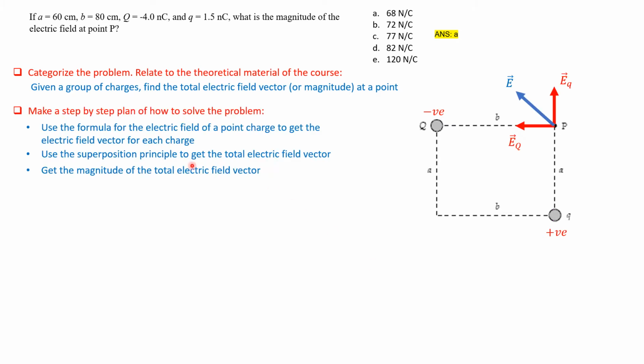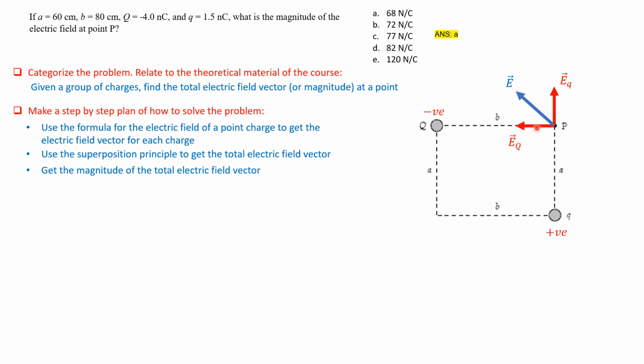Then make a step-by-step plan how to solve the problem. So for instance, the first thing you will do is what? You'll use the formula for the electric field of a point charge to get the electric field due to each charge. So this is the electric field due to the big Q charge. This is the electric field due to the small q charge. And this will represent then the total electric field vector in the problem.